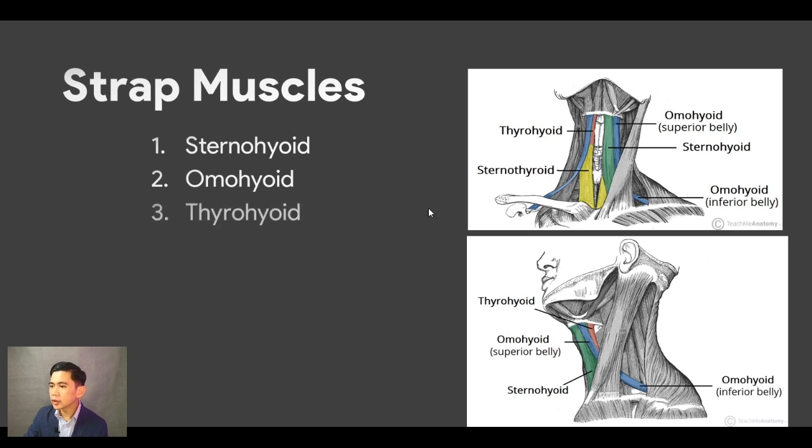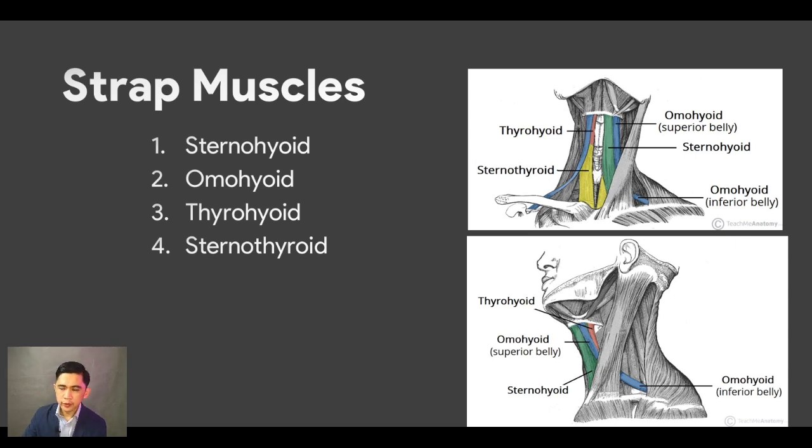And we have the thyrohyoid. It is a muscle that spans the hyoid and the thyroid cartilage. The thyroid cartilage is over here. In this picture, we have it, the pink one or the red one. And on the side, it's here. And lastly, we have the sternothyroid, from the sternum to the thyroid cartilage. So these are the strap muscles.